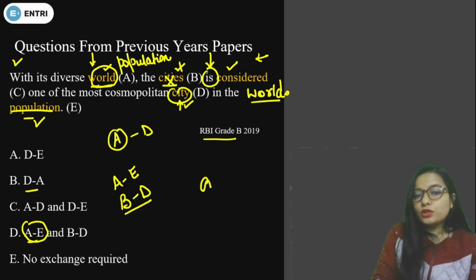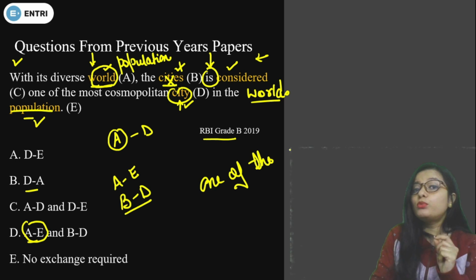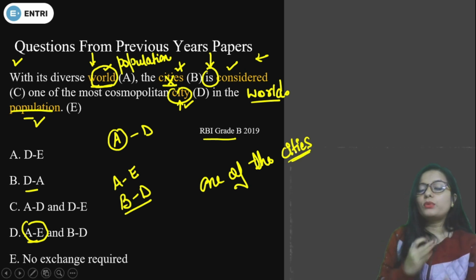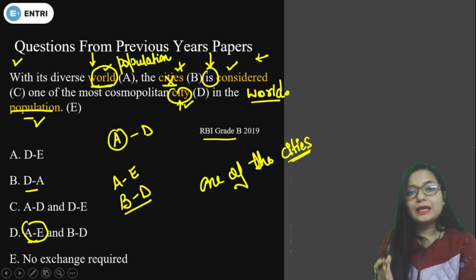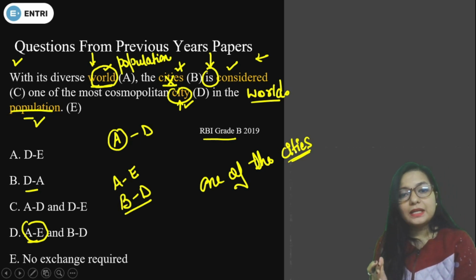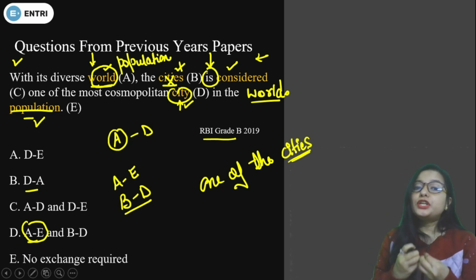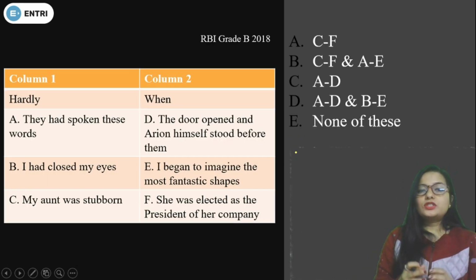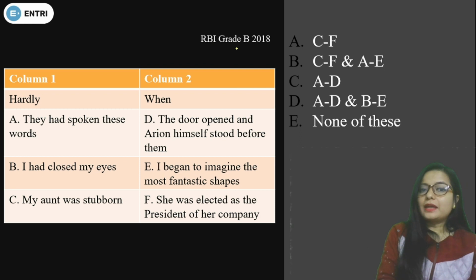So whenever we use "one of the", we have to have the plural noun or the plural pronoun. So that is why we have to use "cities". So that is how we got to know that A, E and B, D are the pair which we need to swap. All right. Now the next question, which is asked in RBI Grade B 2018, is this.